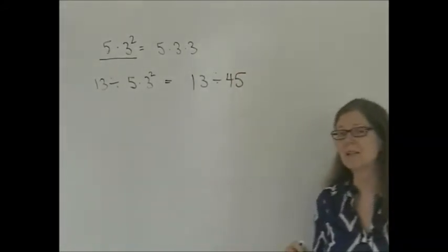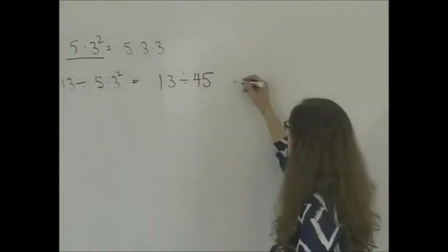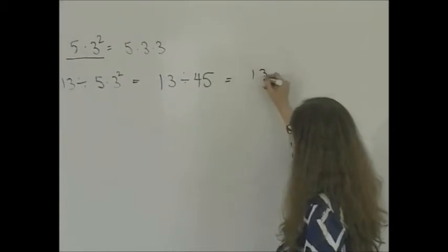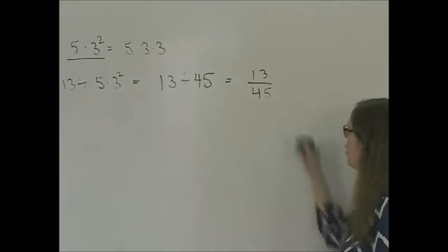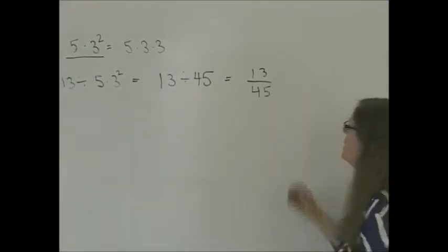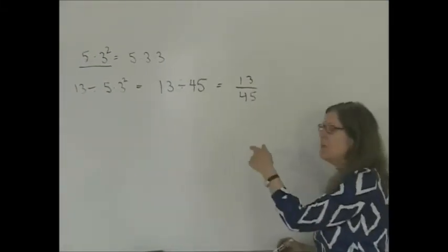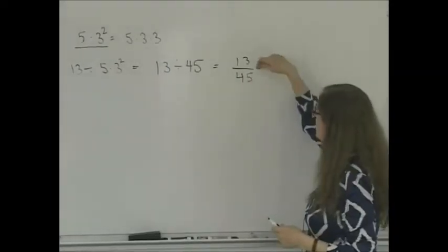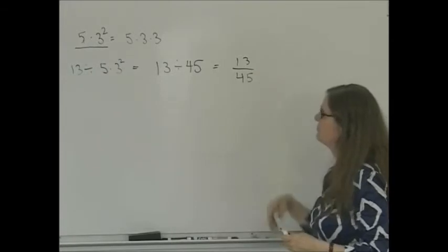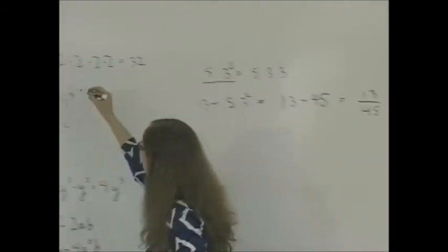How could I write that as a fraction? That would look like this, 13 over 45. When we're reading a fraction down, this line means divided by. So it's 13 divided by 45. Okay, so that's what this is equal to.